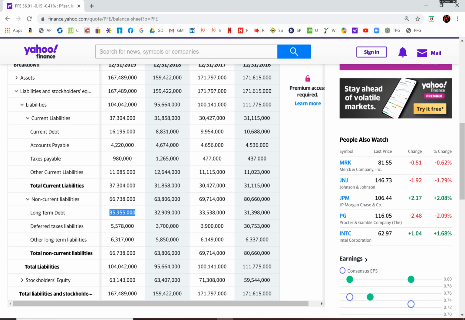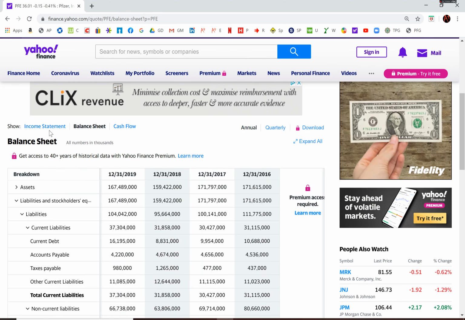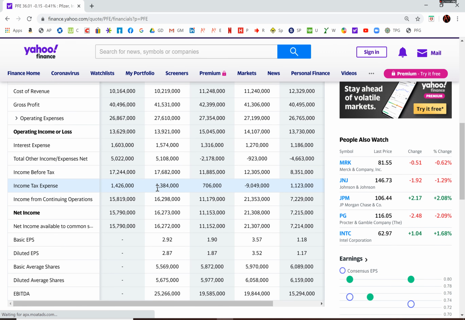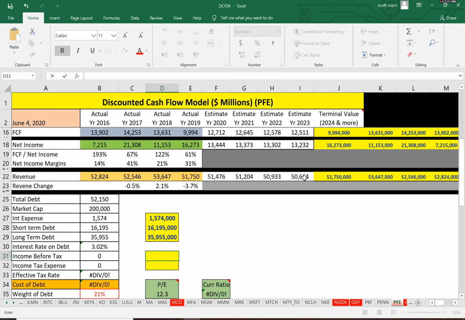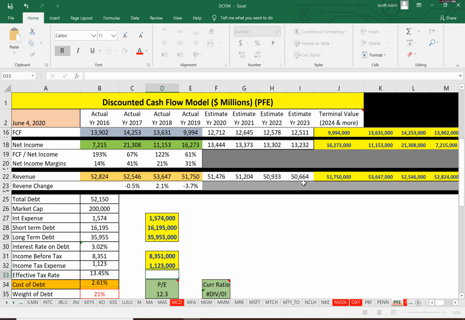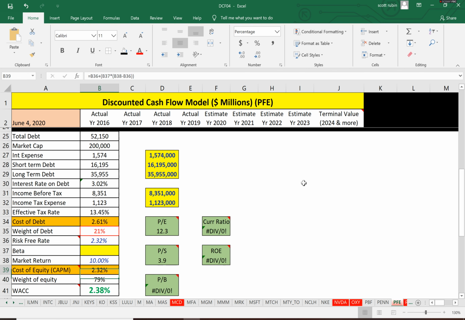Interest payments are tax deductible, so let's find out their effective tax rate. And sometimes it's hard to get that off the income statement because of all the depreciation and things like that. So let's go back a few years to look at 2016. That income before tax is 8 billion, and their income tax is 1.1 billion. So the effective tax rate is 13%. So that means the cost of debt is 2.6%.